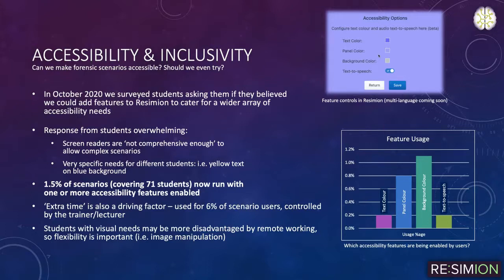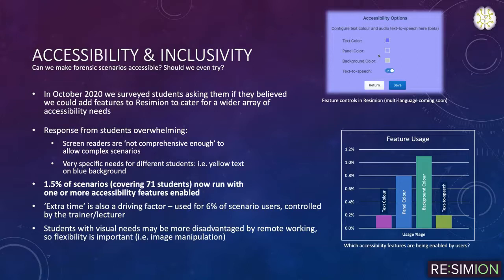to give them more in terms of accessibility or to make Resimion easier to use. The response was absolutely overwhelming. Long story short, we've added features, and to date, we now have 1.5% of all of our scenarios running with one or more of the accessibility features enabled.